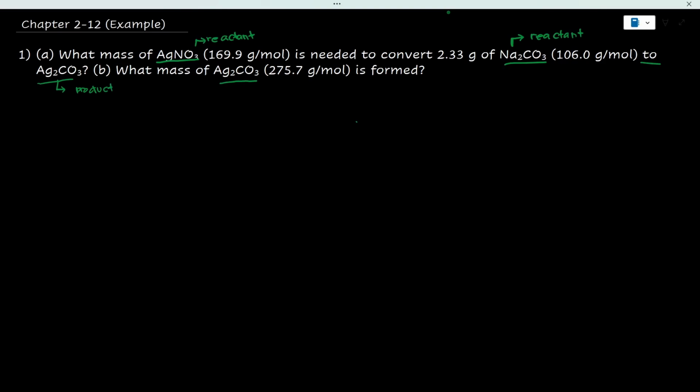And step two is creating the balanced chemical equation. So now that we know the chemical reactants, AgNO3 and sodium carbonate, producing Ag2CO3. But this is not a balanced equation. There is also a missing chemical here.